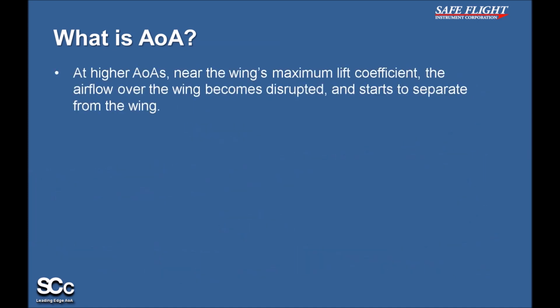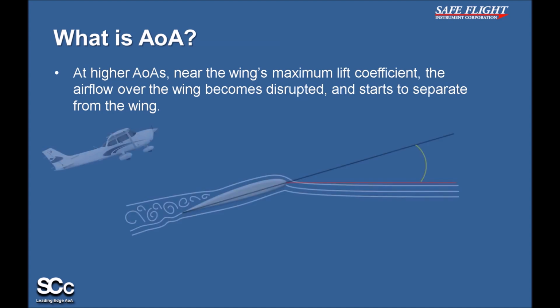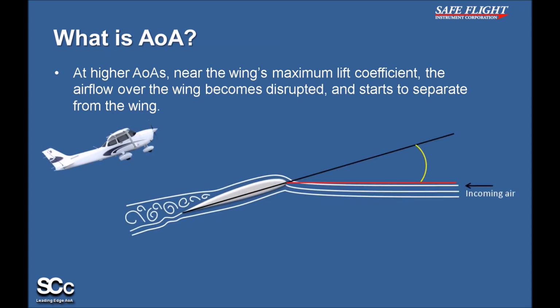At higher angles of attack, near the wing's maximum lift coefficient, the airflow over the wing becomes disrupted and starts to separate from the wing. Here we're looking at the same profile, but now at a much higher angle of attack. And as you can see, towards the trailing edge of the wing profile, there is the beginning of flow separation. This separation is often, but not always, accompanied by buffeting, as this now turbulent airflow can hit the horizontal stabilizer.